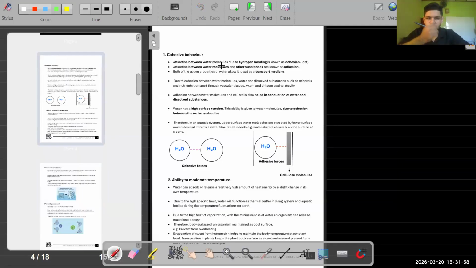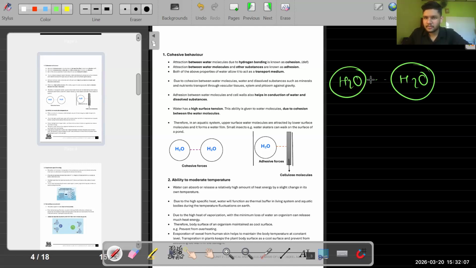Cohesive behavior, attraction between water molecules due to hydrogen bonding. Now, if you see, this is a water molecule, this is a water molecule. The interaction between the water molecules is called as cohesive behavior, right? Normally, between water molecules, what is the bond that is present? What is the type of bond? Just a few minutes ago, I introduced that. What is the type of bond that is present between water molecules?